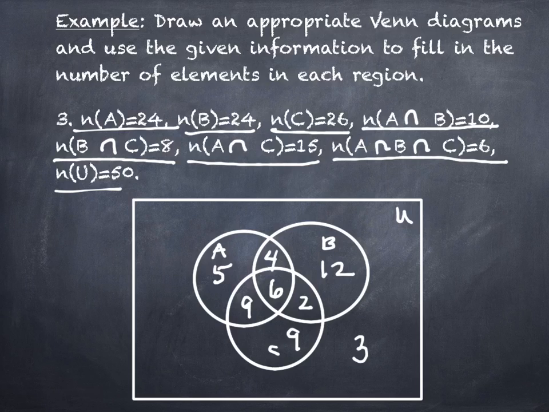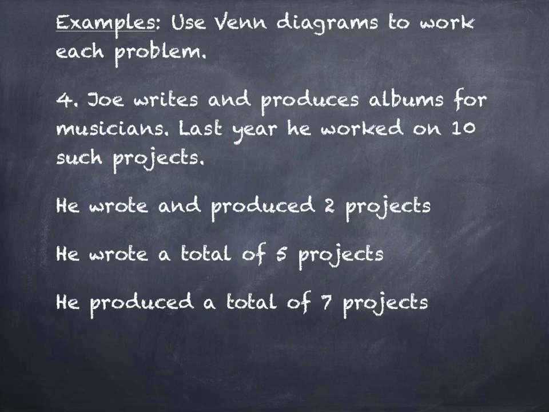So the key to working these usually is from the inside out. It doesn't always work out that way. It kind of depends on the information given. But often it works out that way. All right? What's different about the next example?